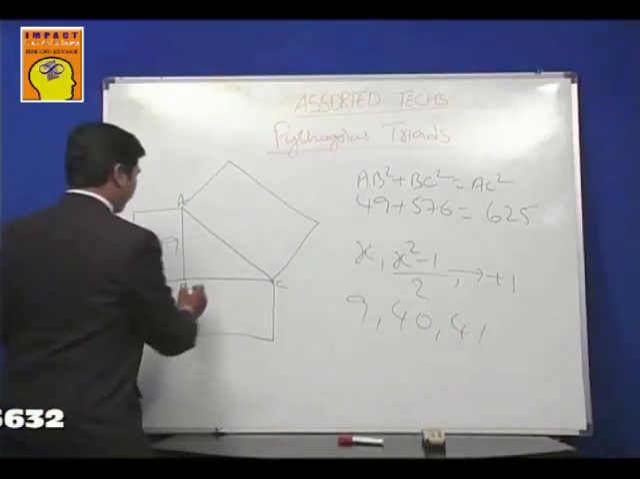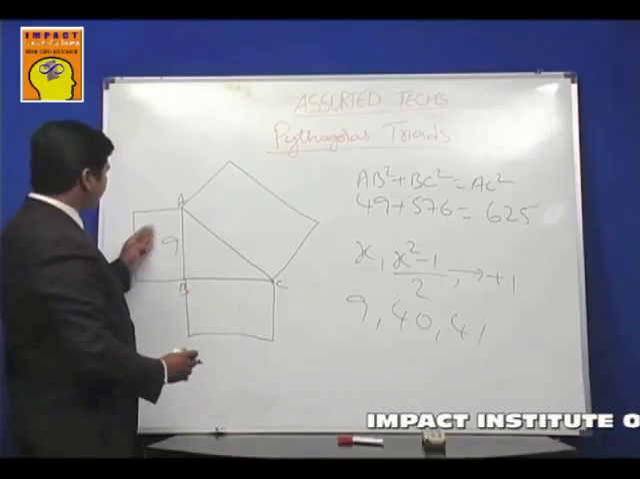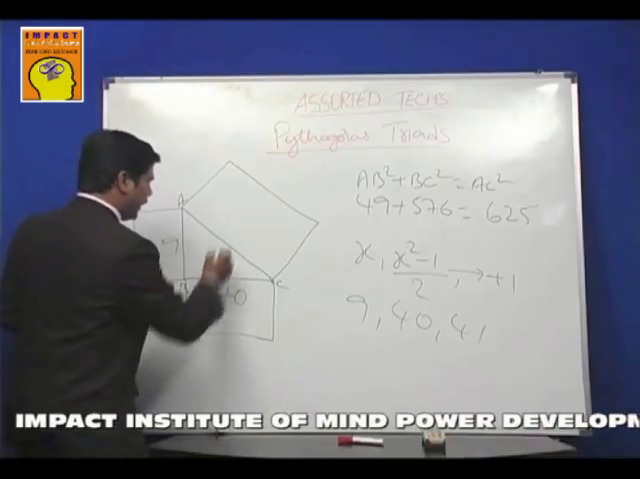That's it. If the given side is AB, or it can be BC also, either way it will be the same. So it will be 40 and 41.